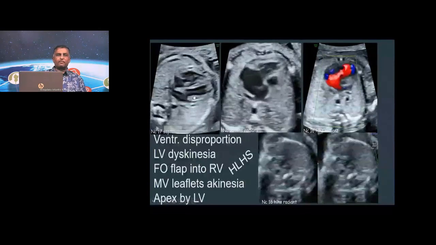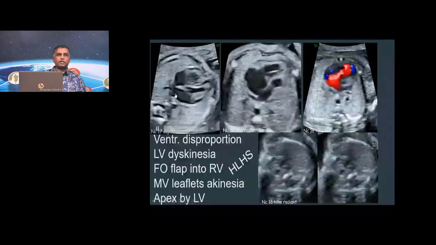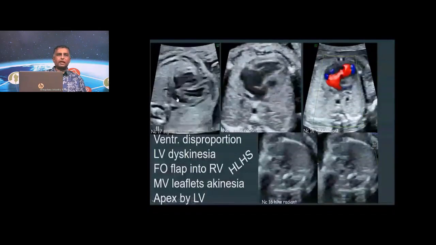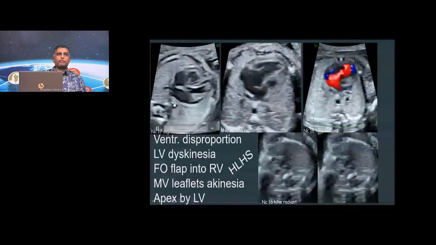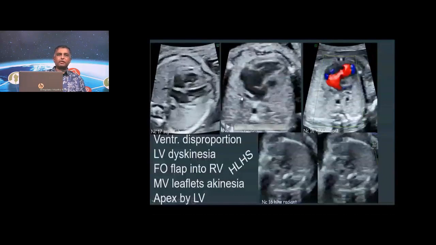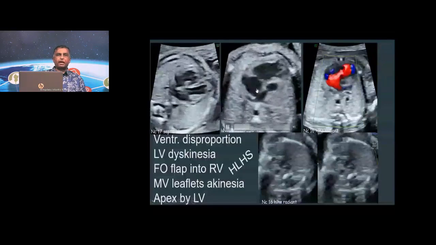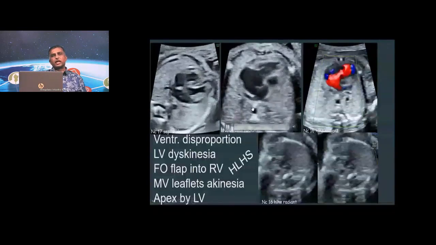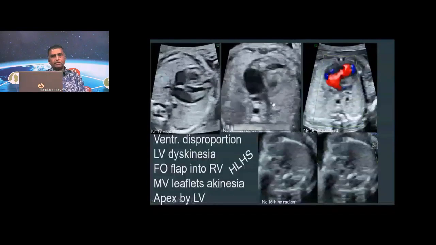The foramen ovale flap, which should always normally open into which chamber? Into the left atrium. That is how you mark the left atrium. You mark the left atrium because of the pulmonary veins going there, and also the flap of the foramen ovale is there. So therefore, that's the left atrium. That's the flap opening into the left atrium, and here you find the flap bulging into the right atrium, all features telling you that this is hypoplastic left heart syndrome.